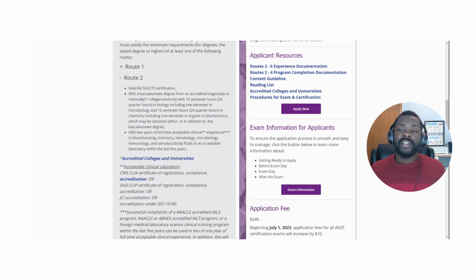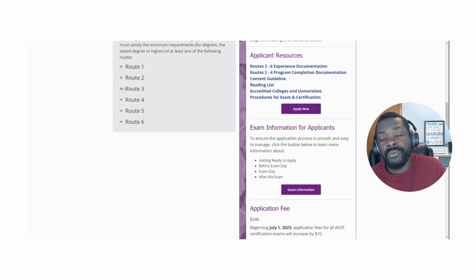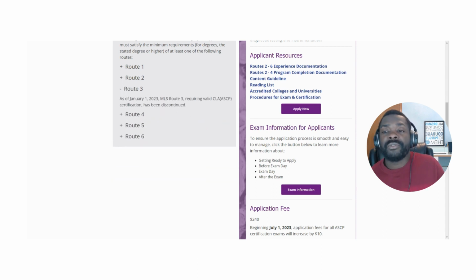So it's not just you finishing your MLT and walking over to try to get MLS. They need you to first go in the lab and practice for a bit of time, and then you can apply. So if that's the kind of person you are, that's route 2 for you. That's what you would consider. Now let's go to route 3.